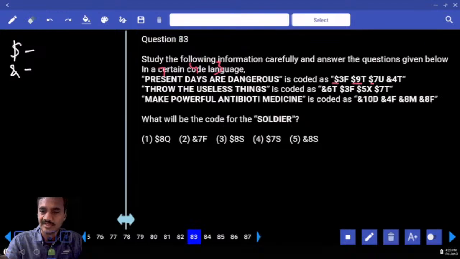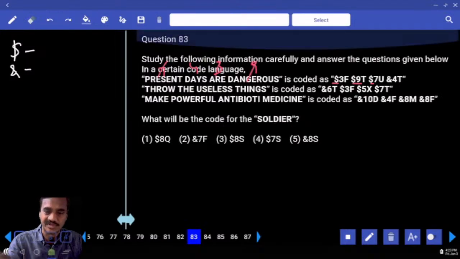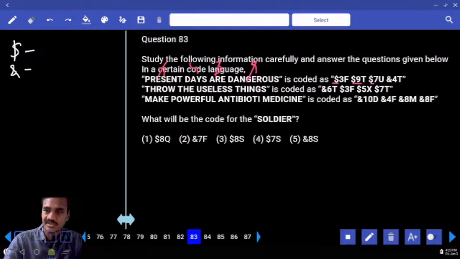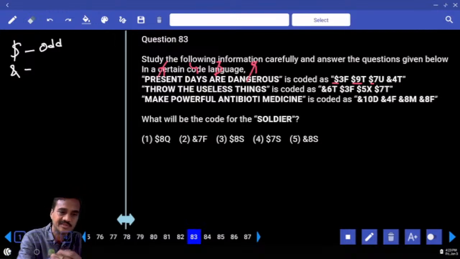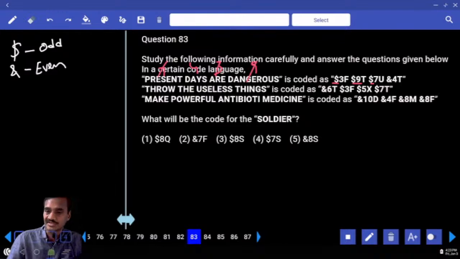There are 3. Here dangerous 4, 5, 6, 7, 8, 9. That means 7, 3 and 9. 3 odd numbers were there. Hence dollar is repeated thrice. Hence dollar represents odd number of letters, and yen represents even number of letters. Is that right or not? Odd and even. Next, we need to change. Then you need to find out the definite code for the words.